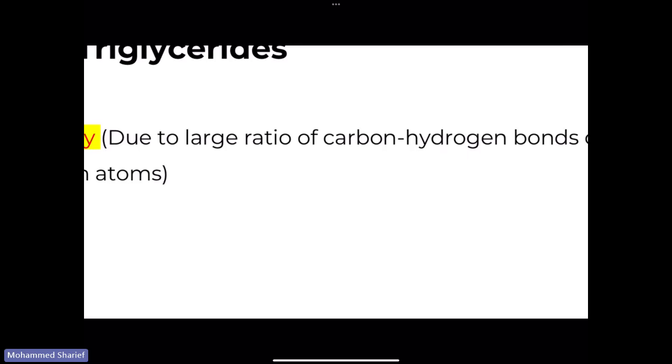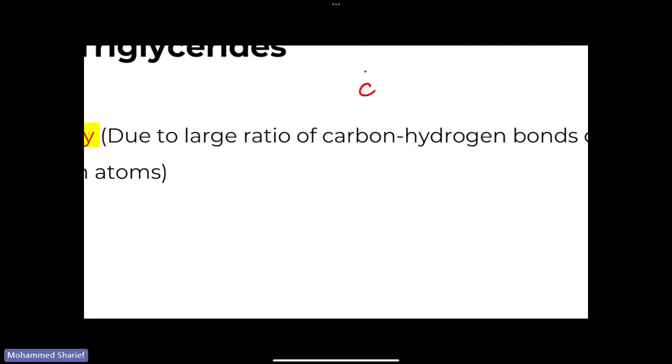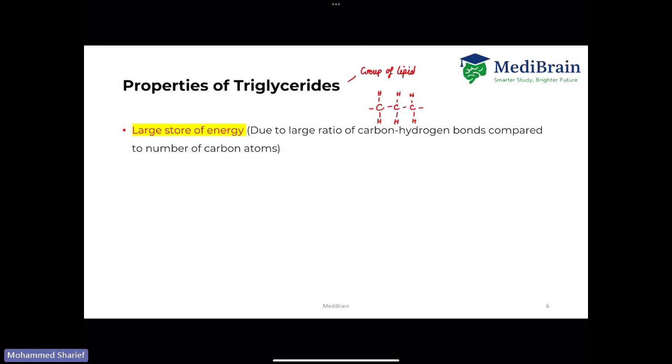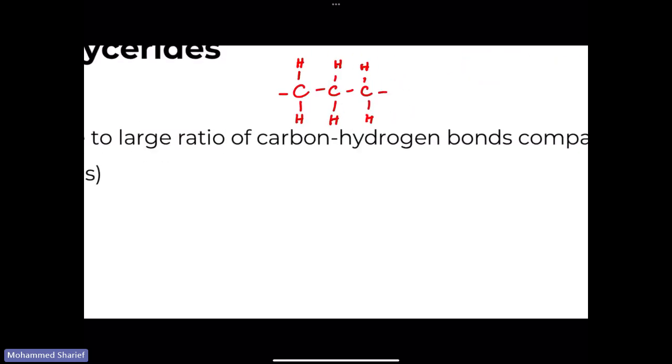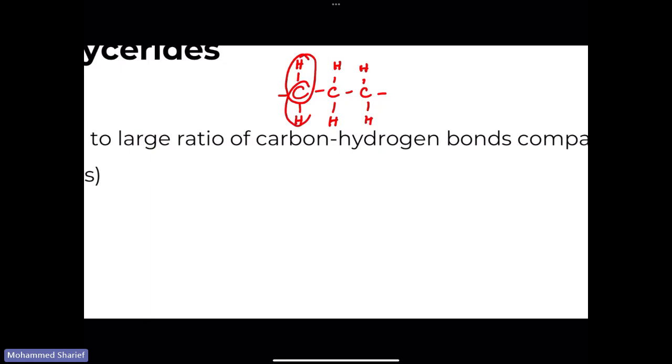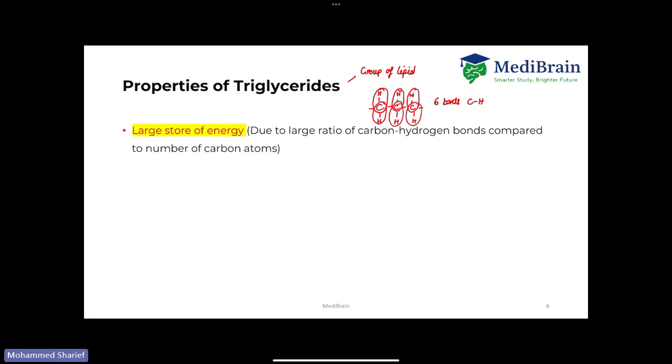Well, because when we have just C, it's bonded to at least 2 other hydrogen atoms. And we can make this chain as long as we want. We've got CH, CH, and this can go forever. As you can see, the ratio of carbon to hydrogen bonds is much larger. There is one over here, one over here, one over here, one over here, one over here, one over here. So in that small molecule there, you have six CH bonds.